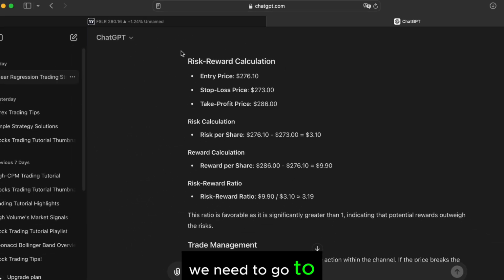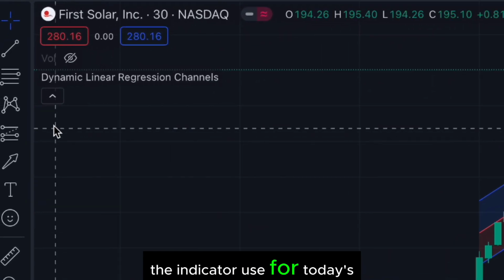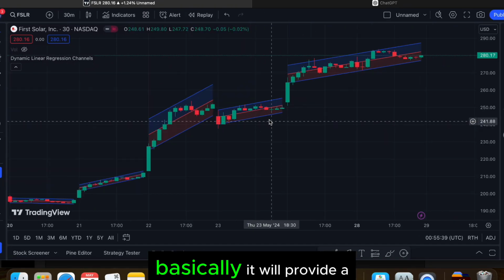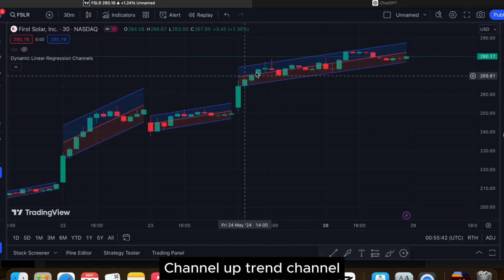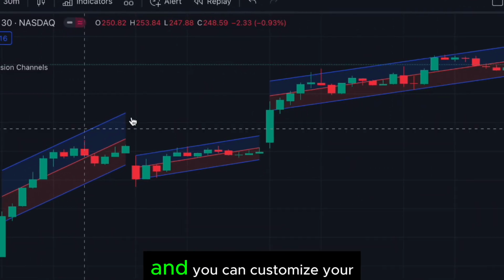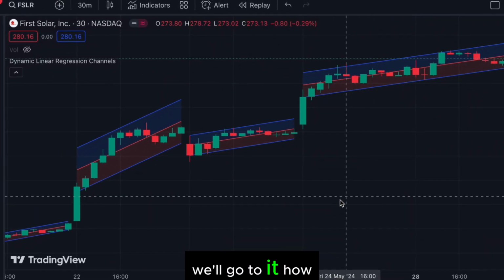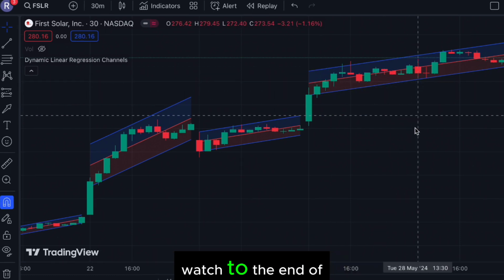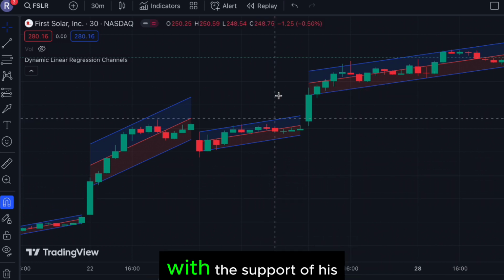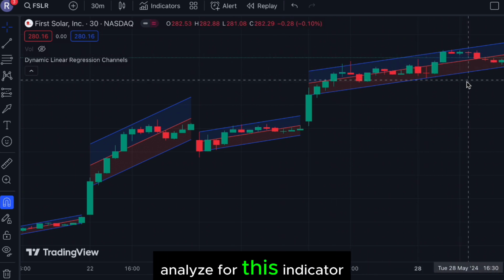So first of all, we need to go through the indicator used for today's video. The indicator will be the dynamic linear regression channel. Basically, it will provide an uptrend channel or even a downtrend channel based on the chart performance, and you can customize your channel based on the settings. Later we'll go through how. Make sure that you watch to the end of this video, and I will teach you how to use this indicator with the support of its definition and using ChatGPT to analyze for this indicator.